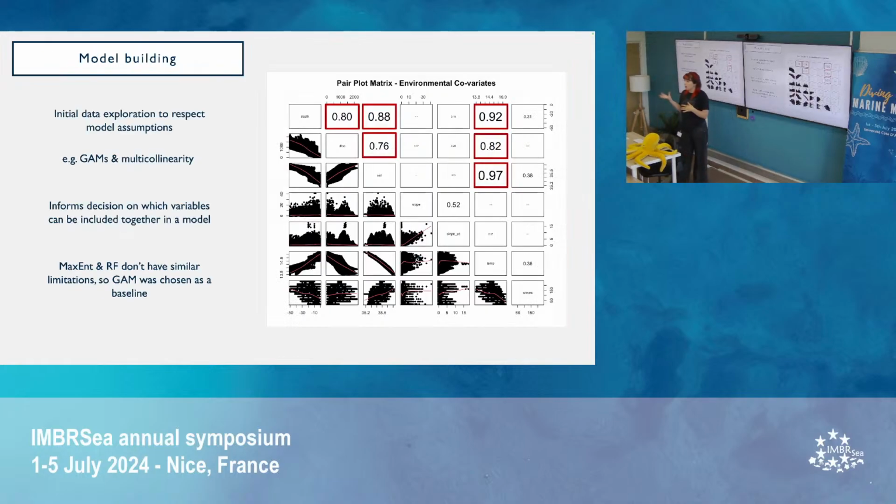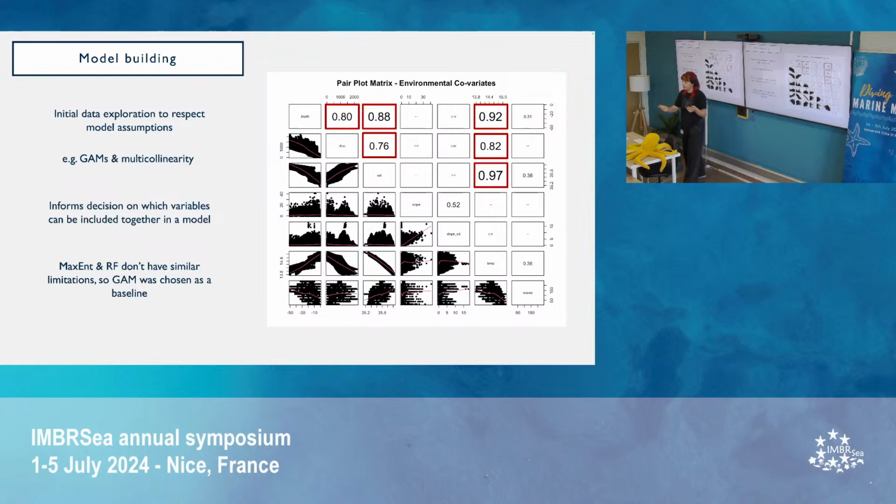So while you're building the models, it's also really important to look at model assumptions. In my case, the biggest issue was GAMs and the multi-collinearity, where you have to avoid putting collinear variables into the same model. So for example, quite logically actually, depth, distance to the coast, salinity, and temperature are all highly correlated. So I never put them together in the same model. And because Maxent and random forest didn't have similar limitations as to including variables together, my GAM was chosen as the baseline. So all variables that I ended up putting into my GAM, I put the same ones into the Maxent and the RF.